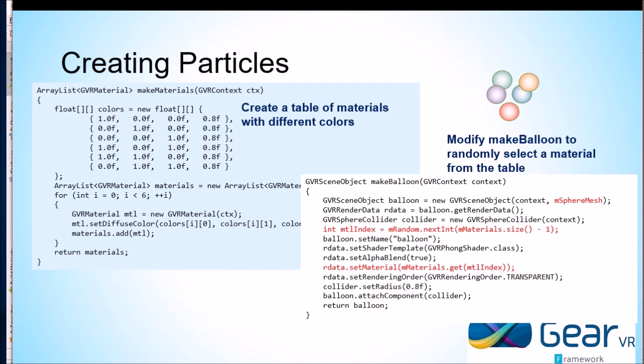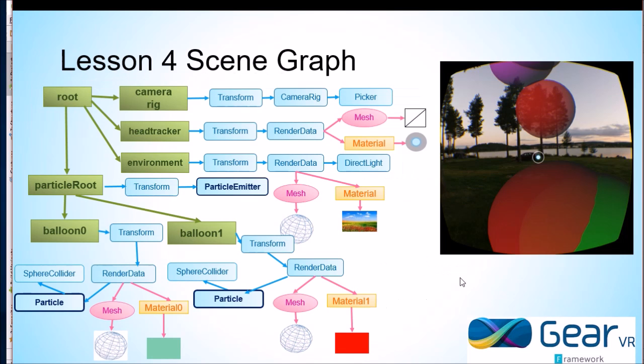Let's look at the scene graph that we've created in lesson 4. And you can see that we've added particle components and a particle emitter component. But other than that, our scene graph hasn't changed much. We just have more particles than we did before. It's still kind of a boring game, but we'll get there.